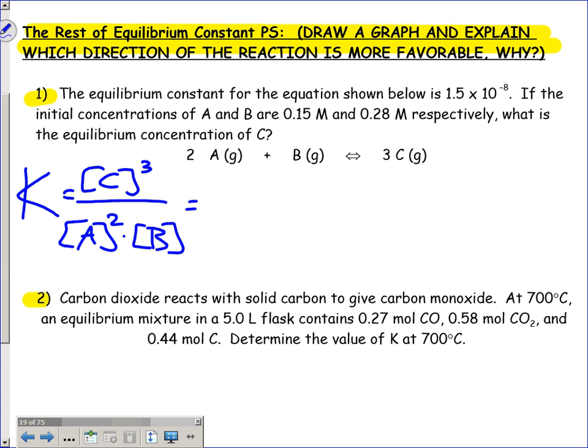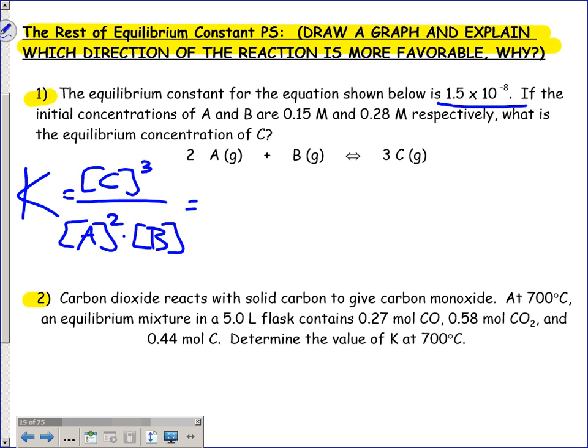You have some time for practice today. Okay, so this says the equilibrium constant for the equation is shown to be 1.5 times 10 to the negative 8. Off the bat, you should know which side is favored. Say again? The reactants are highly favored, right? Very, very small K value. It's going to be highly favoring the reactants.